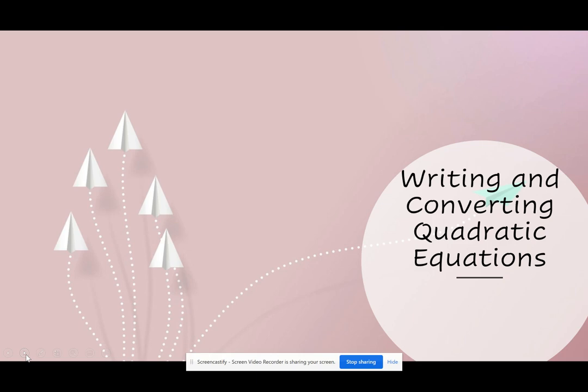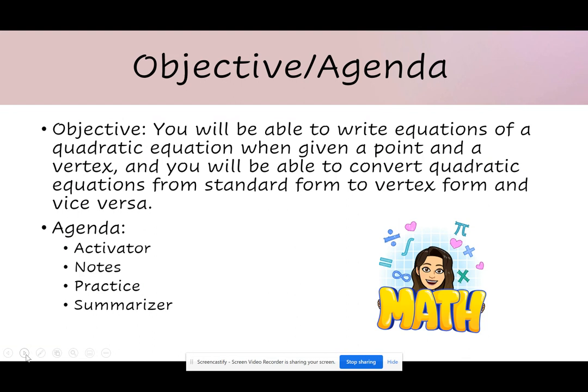So today we're going to start writing and converting quadratic equations. So your objective is that you will be able to write equations of a quadratic when you're given a point and a vertex, and that you'll be able to convert from standard form to vertex form and from vertex form to standard form.